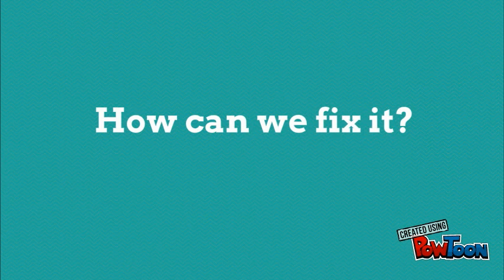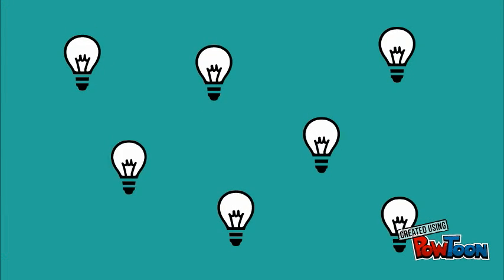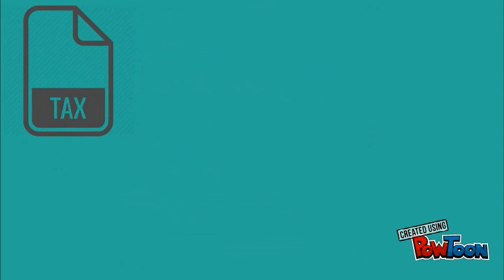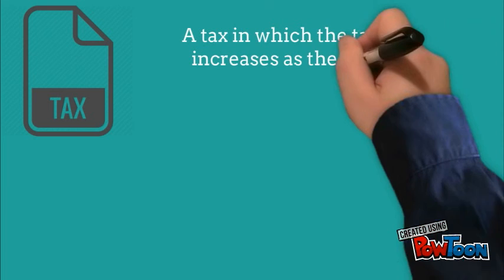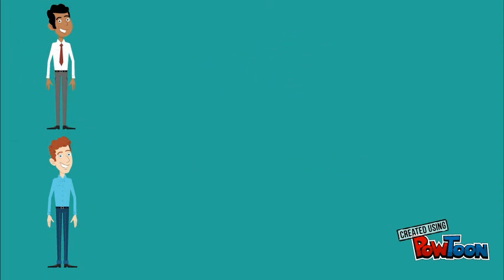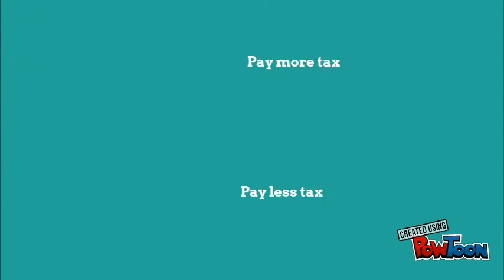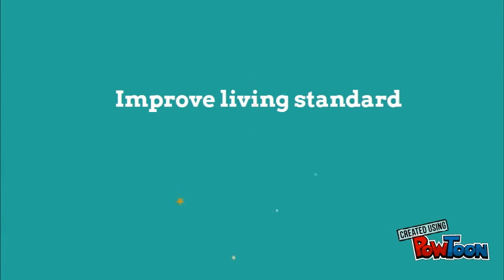Now that we can measure the degree of inequality, how can we fix it? Although there are different methods of fixing the income inequality, implementation of progressive tax, which is a tax in which the tax rate increases as the taxable amount increases, and transfer payments would benefit the society the most. The result of this would be that the rich will have to pay more tax, and the poor will not only pay less tax, but receive more access to healthcare and education, which would improve people's standard of living.